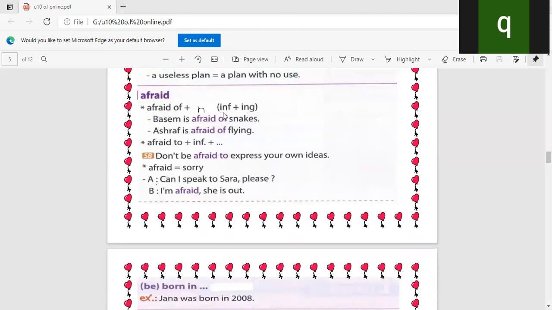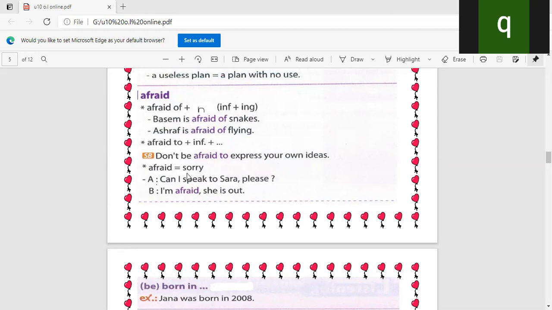Afraid of plus noun or verb plus ing. Basim is afraid of snakes, a noun. Ashraf is afraid of flying, a verb plus ing. This is afraid of, to feel scared of something. Afraid to plus infinitive: don't be afraid to express your own idea.